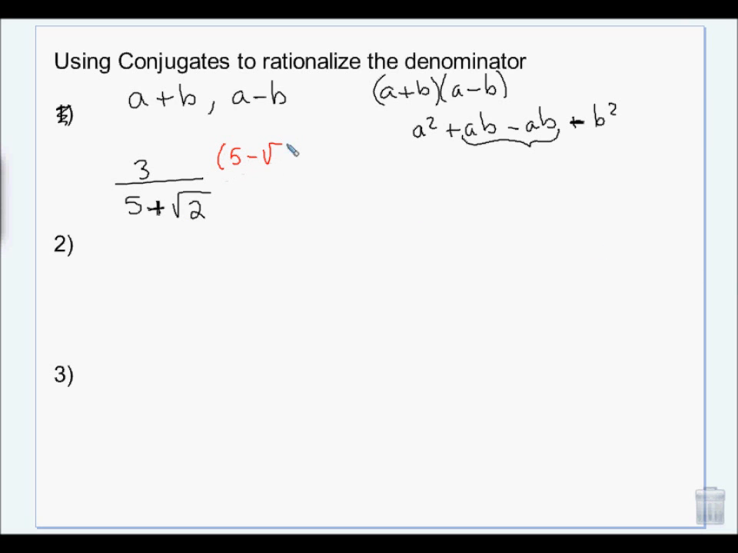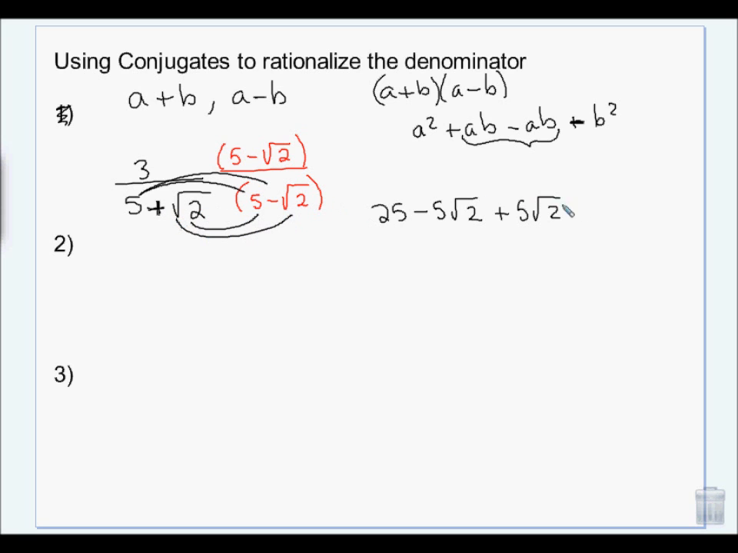So I'm going to multiply by 5 minus the square root of 2 over 5 minus the square root of 2. Okay. So I'll FOIL this. So I do 5 times 5, so that's 25. And then I have minus 5 times the square root of 2 plus 5 times the square root of 2, and then minus 2, because the square root of 2 times the square root of 2 is just 2. That's my denominator.